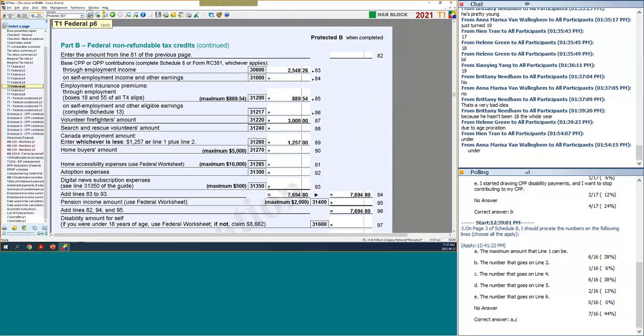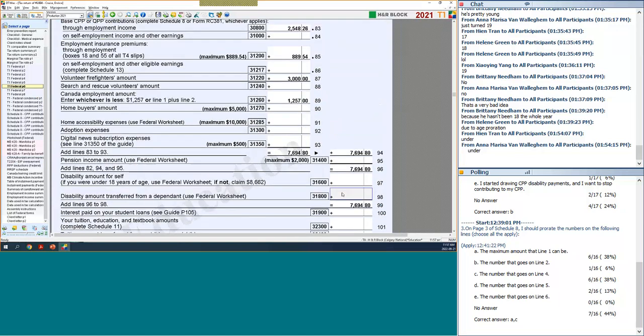There's my EI, 889. I elected to add the money back in on the first line from the volunteer firefighter honorarium, which means I can now claim the $3,000 credit. I'm going to do that. And of course, don't forget the Canada Employment amount. When I do all of those together, you're going to add that and you should get $769,480.